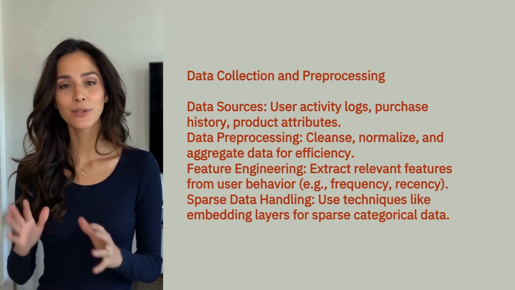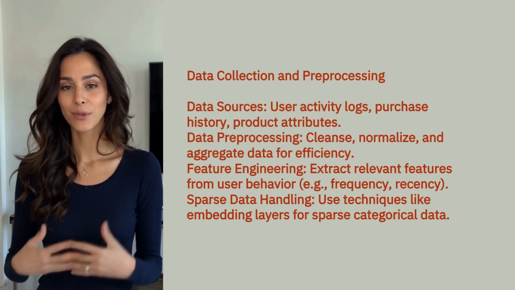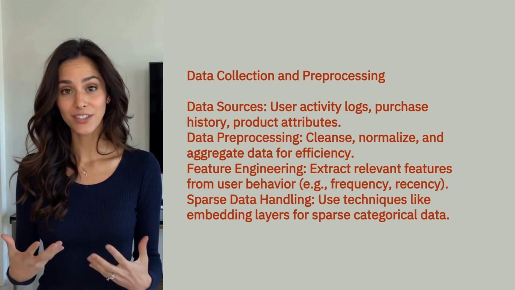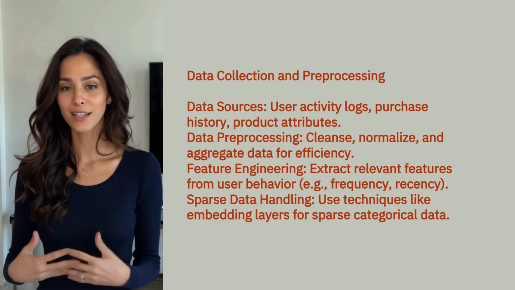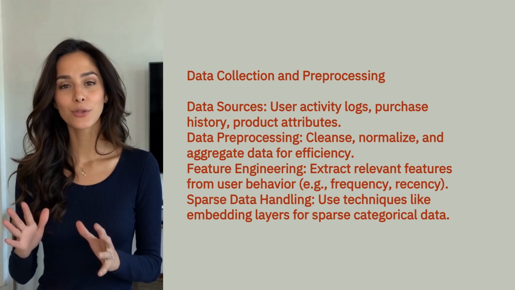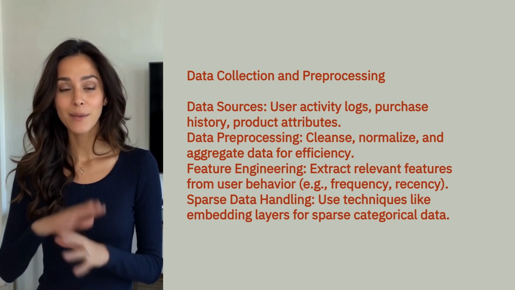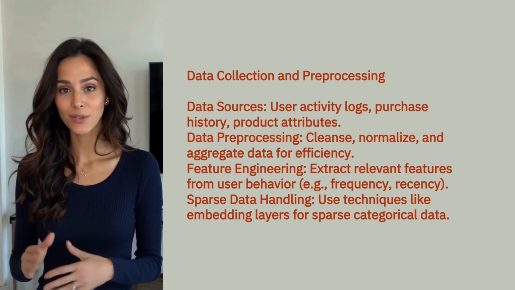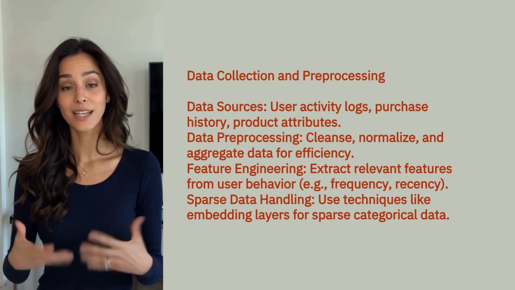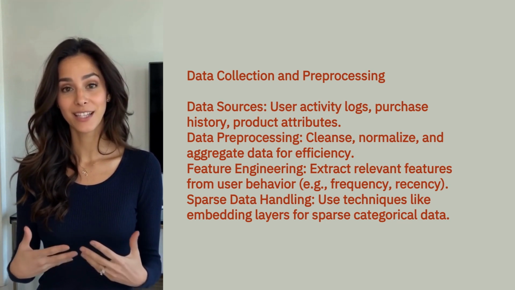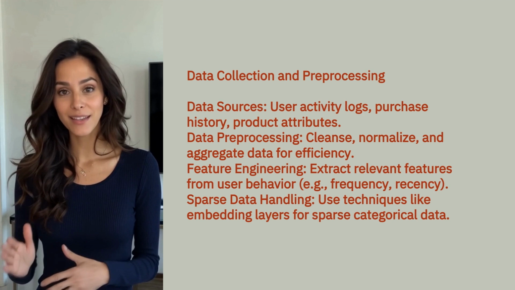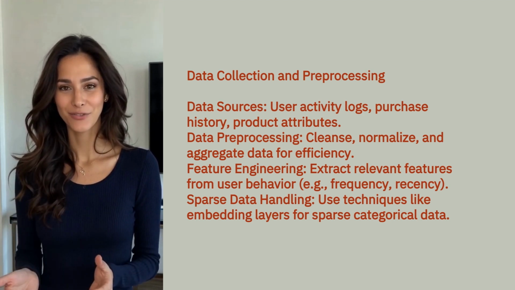Data is fundamental to building a recommendation system. We must first collect data from various sources, including user activity logs, e.g., clicks and views, purchase history, and product metadata, e.g., categories, product tags. This raw data often requires substantial preprocessing. Missing values must be imputed, categorical data normalized, and noise filtered out.